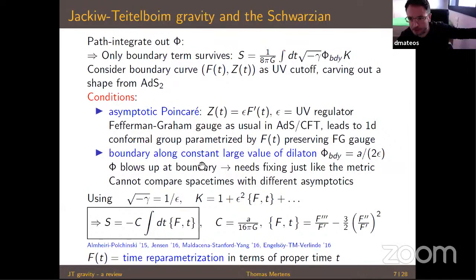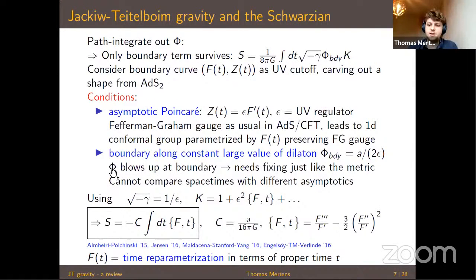Well, so you have a background field that behaves just like the metric in a sense. But the metric is blowing up at the boundary and you need to impose a gauge because otherwise you cannot compare spaces that have different asymptotics. But in this case, this other field is also doing the same thing. Perhaps another way of stating this is that this model from a conventional AdS-CFT perspective is actually more natural from a three-dimensional gravitational perspective than a two-dimensional perspective.